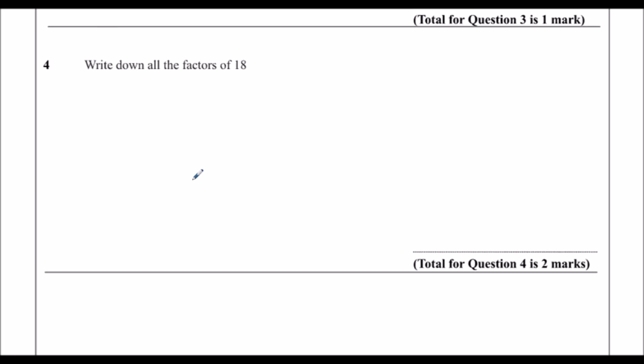Question 4, write down all the factors of 18. So that's all the numbers that multiply to make 18. So it's going to be 1 times 18, 2 nines, or 3 sixes. It's not in the 4 or the 5 times table, and then we're back around to 6. So this must be all of the factors. So it's 1, 2, 3, 6, 9, and 18.